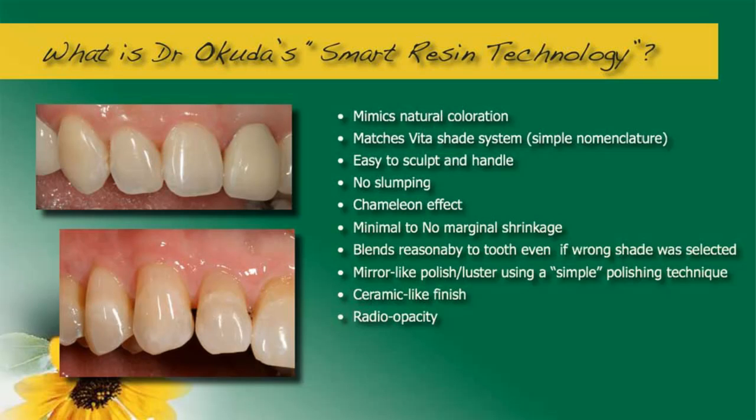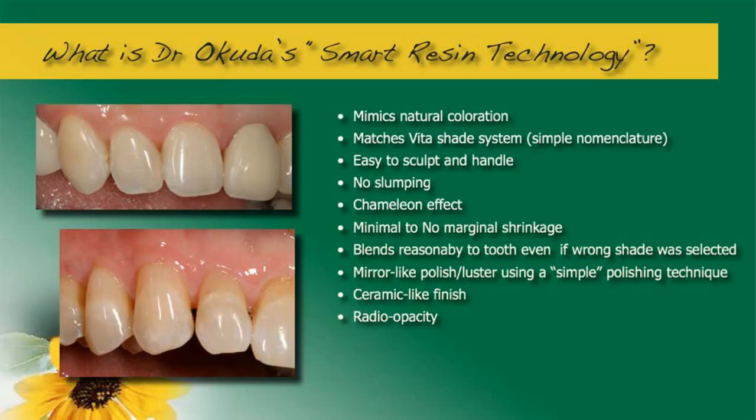Well, in composite resins, smart technology is also something that we would like to first of all ask ourselves, what would we need in order for us to feel like composite resins are much more user-friendly? So this is my list of things here. First of all, we want to mimic natural coloration. I also would like to have it match the Vita shade system, a simple nomenclature. Of course, you want it to be easy to handle and easy to sculpt without any sort of stickiness. I wouldn't want it to be slumping, so that I can be sure when I'm sculpting it that it doesn't actually slump or fight my sculpting.